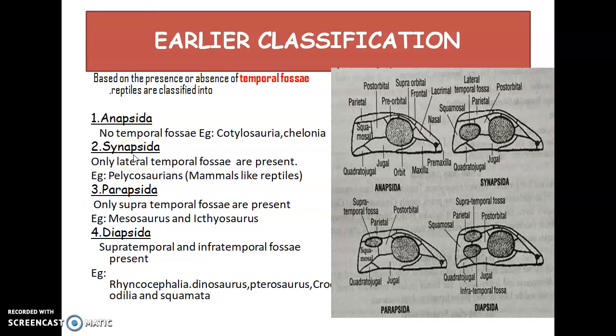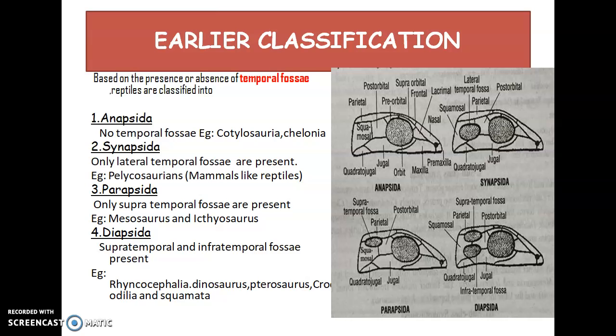Then comes the Synapsida. Here, unlike the Anapsida, a temporal fossa is present, but it is positioned on the lateral side. Here you can see that this is a lateral temporal fossa. For example, Pelycosaurians. Pelycosaurians are mammal-like reptiles, which means these kinds of reptiles indicate that they originated from, or changed into, mammal-like organisms.